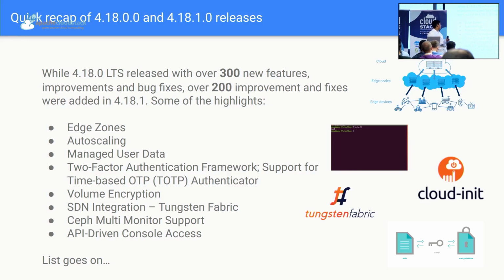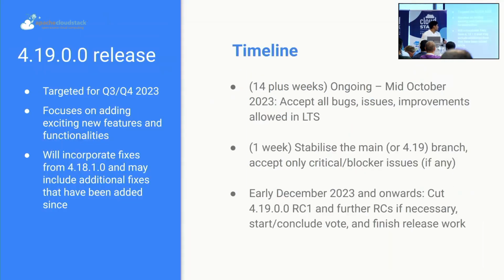About 4.18 and 4.18.1, we added a lot of new features. Quick recap of those. We added S-zones, auto-scaling. We did a lot of improvements in managed user data, 2-factor authentication, SDN integration, and things like that. There were over 300 new features, so a great release, to be honest.